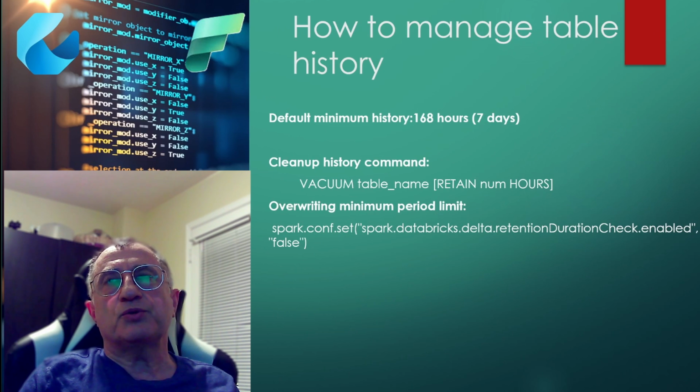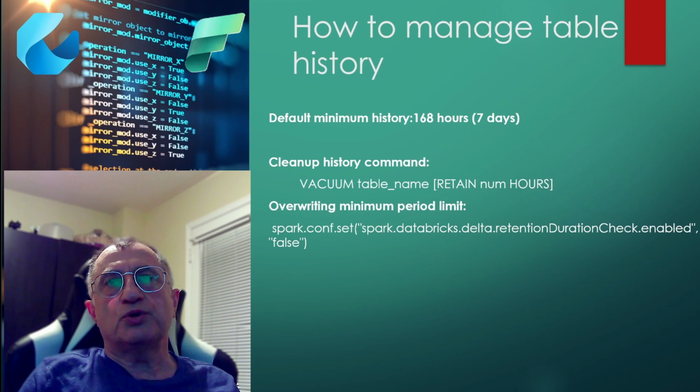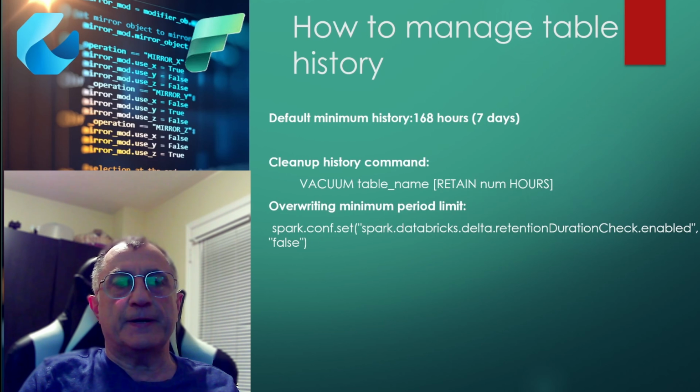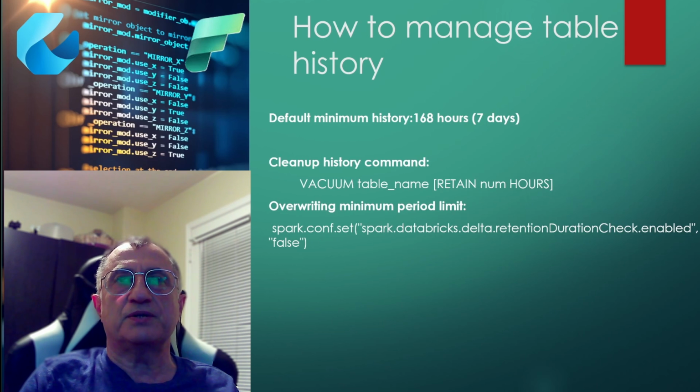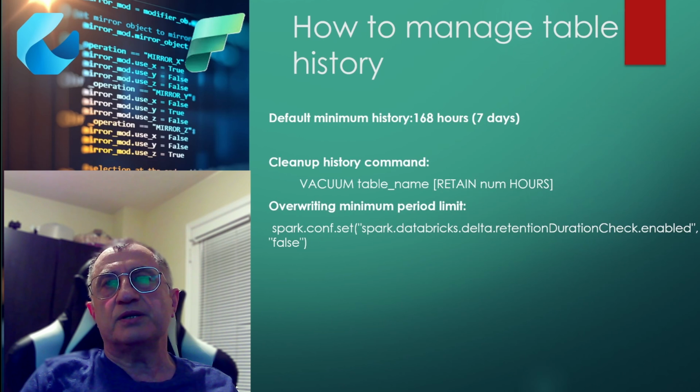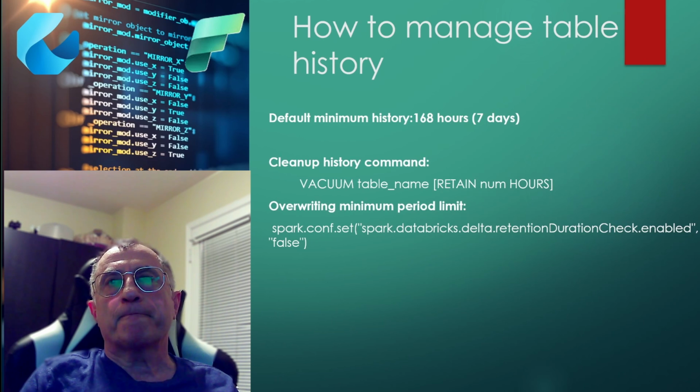Let's talk about how you can manage table history. You can use a vacuum command to clean up your past histories, and to use that you have to specify the table name as well as the retention period in hours. That's an example I provided here. By default, you can clean up any history beyond 7 days.